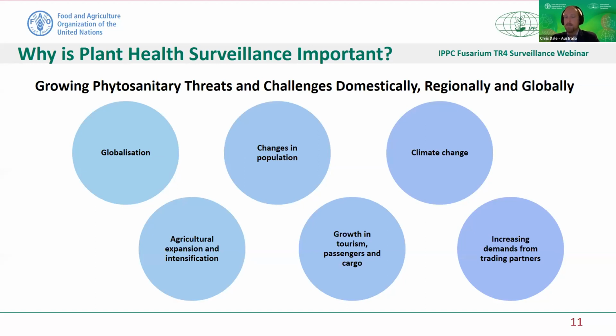international phytosanitary pests that is aided and supported. It is impacted by climate change, as has been demonstrated through many scientific papers, agricultural expansion, intensification, tourism and passenger and cargo movement, and also increasing demands from trading partners. So surveillance is really important to try and manage and mitigate some of those threats.